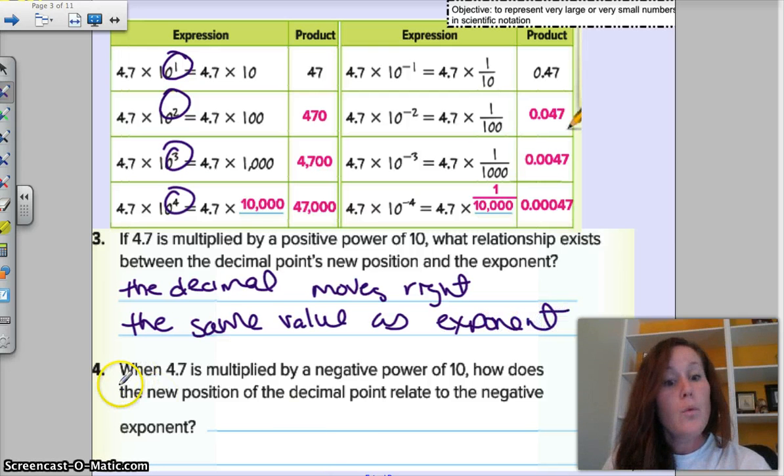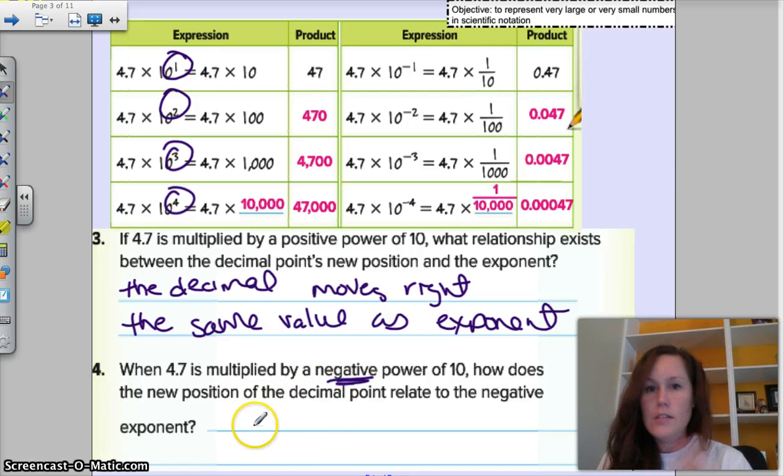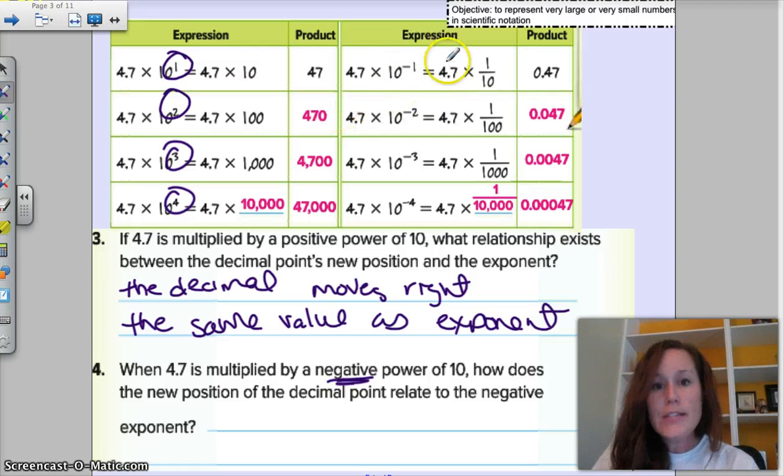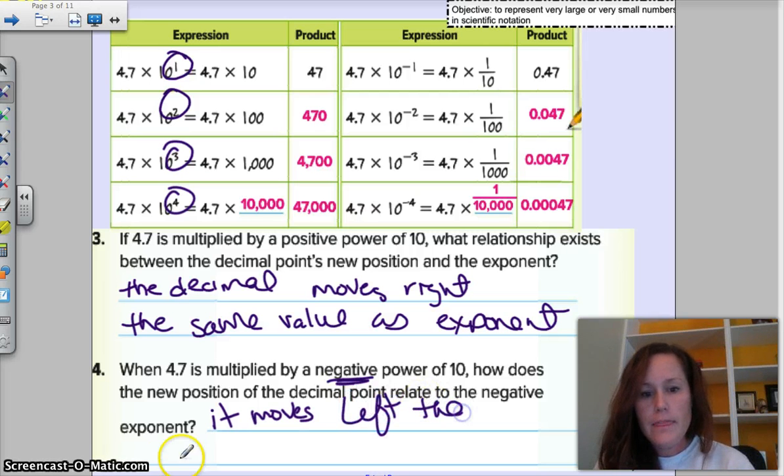All right. When 4.7 in number 4 is multiplied by a negative power of 10, same question. So when the exponent's negative, what happens to the decimal point? It moves left the same value as the exponent.